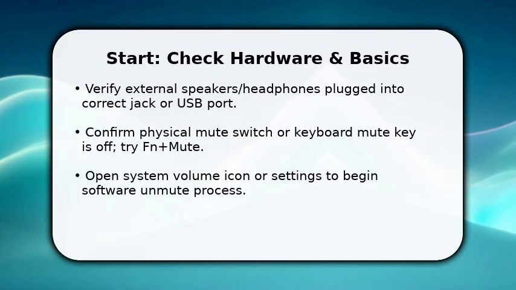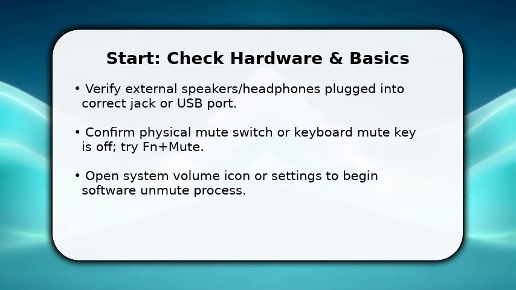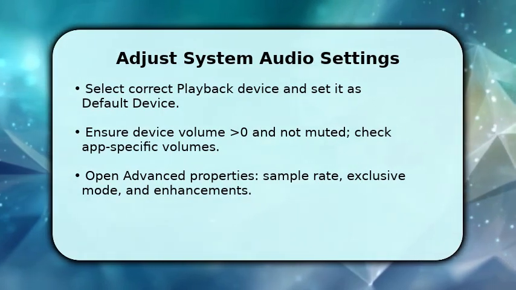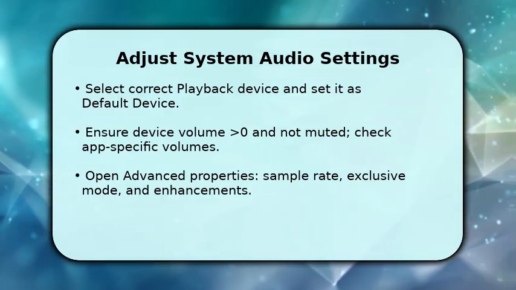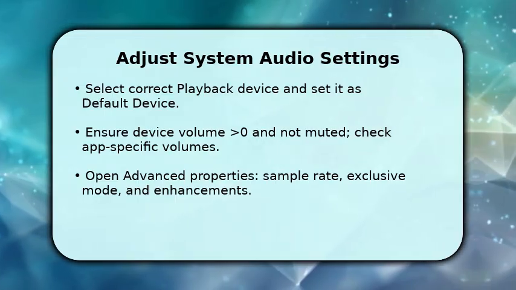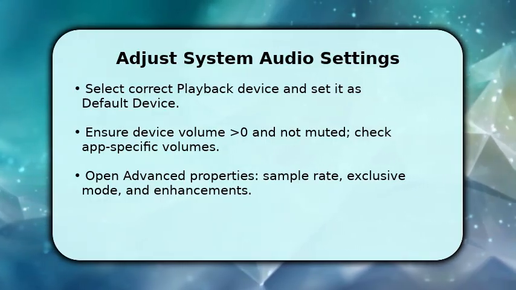Now proceed directly into the operating system controls. Don't skip straight to drivers yet, because we need the system audio. Next, pick the correct playback device in sound settings and set it as the default so audio routes to the right hardware. Make sure the device volume slider is above 0 and the mute box is unchecked. Then inspect per app volumes in the mixer because some apps mute independently.